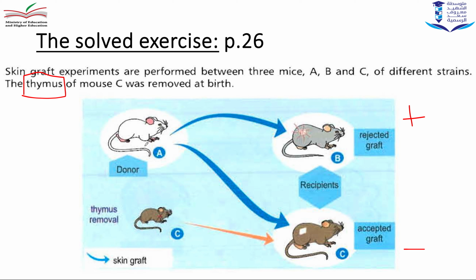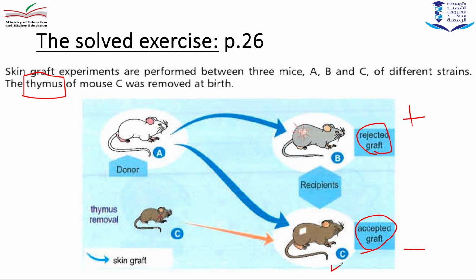So the skin graft from donor mouse A to the mouse B whose thymus was present showed a graft rejection. So مع thymus I have graft rejection. While the skin graft from donor mouse A to mouse C of different strains and whose thymus was previously removed, I have a graft acceptance. فإذا لما ما في thymus the graft is accepted.